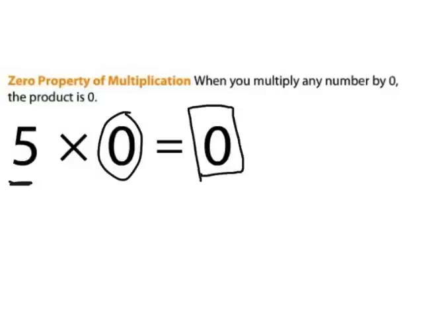So go ahead in your notebook, write zero property of multiplication. Write your definition. When you multiply any number by 0, the product is 0. Be sure to write down your example.